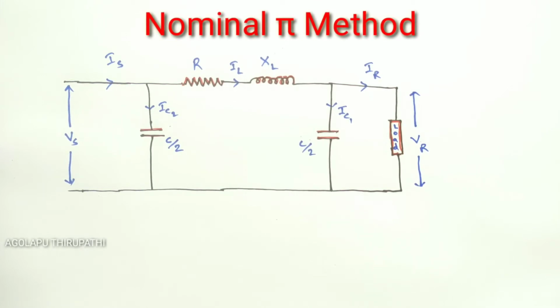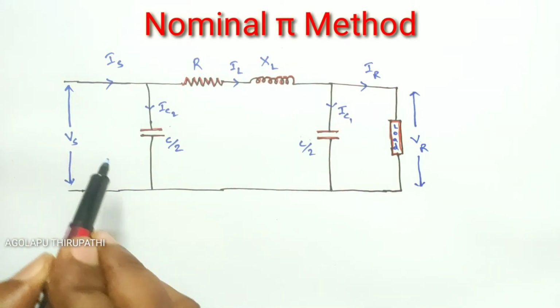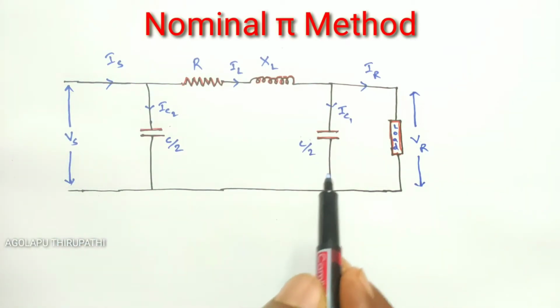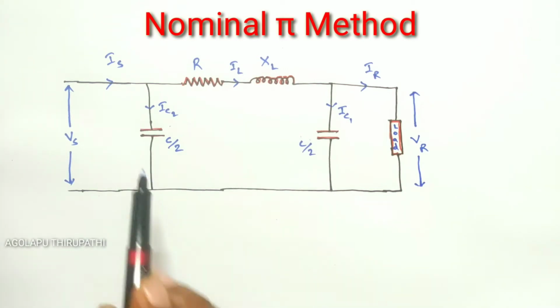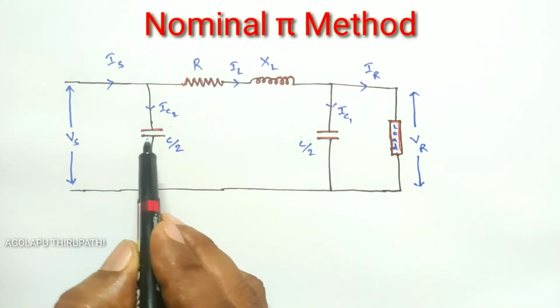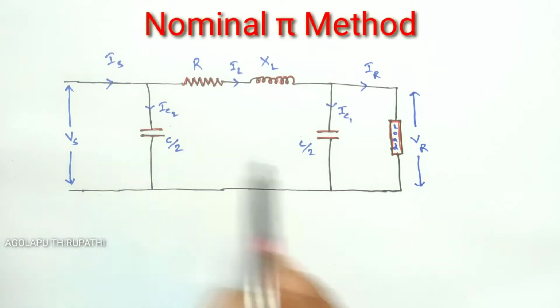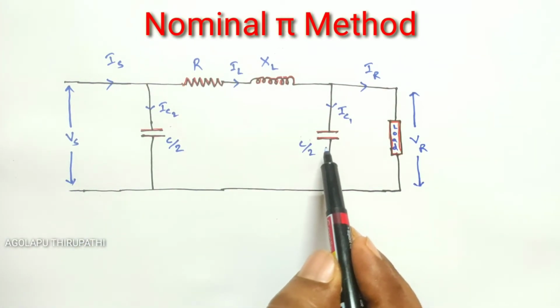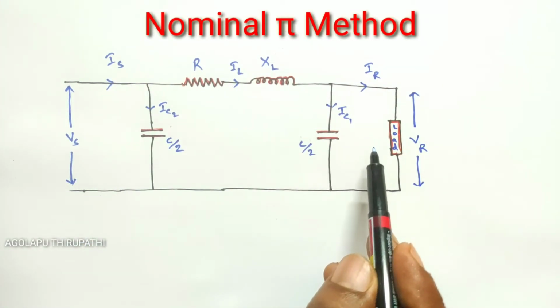In this video, I am going to explain the nominal pi method. In this method, the capacitance of each conductor is divided into two halves, one half being lumped at the sending end side and another half being lumped at the receiving end side. So you can see here, this is the half of the capacitance which is lumped at the sending end side, and this is the other half of the capacitance, which is lumped at the receiving end side.